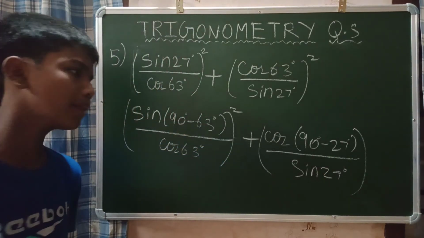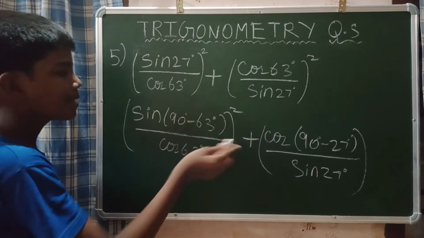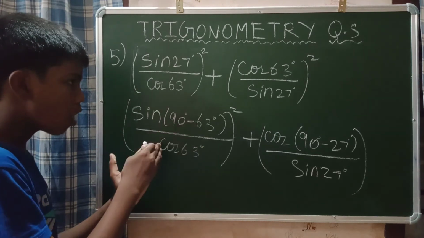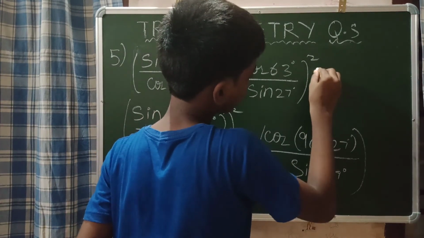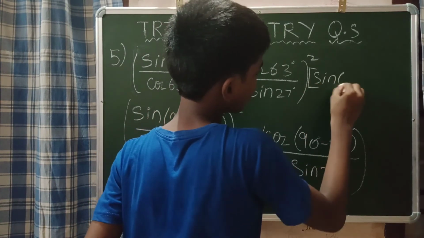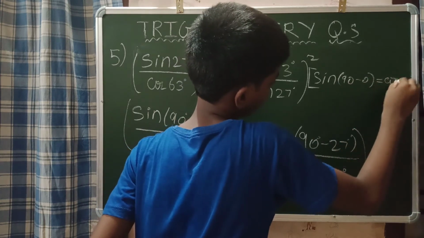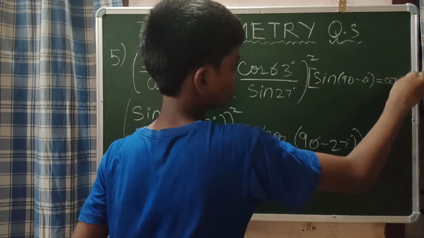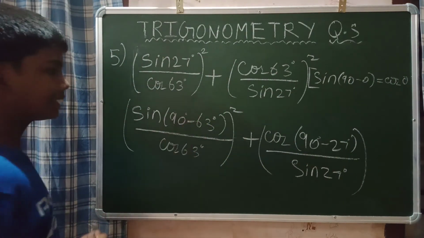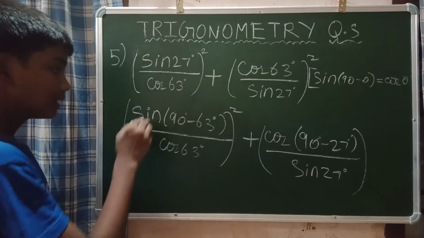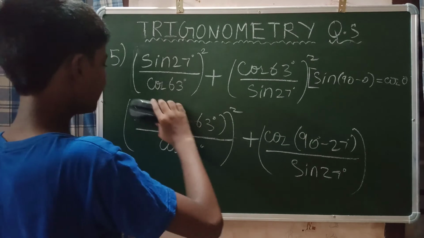Clearly see what I am going to do now. Sin 90 minus 63 degree is in the form of sin 90 minus theta. Sin 90 minus theta is equal to cos theta, that we know. So sin 90 minus 63, I am going to write as cos 63 degree.